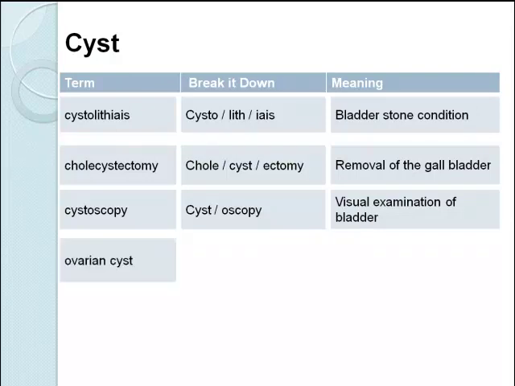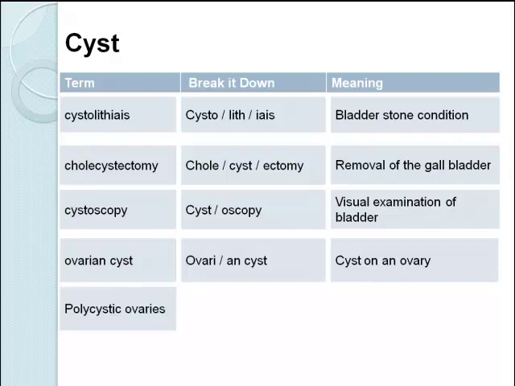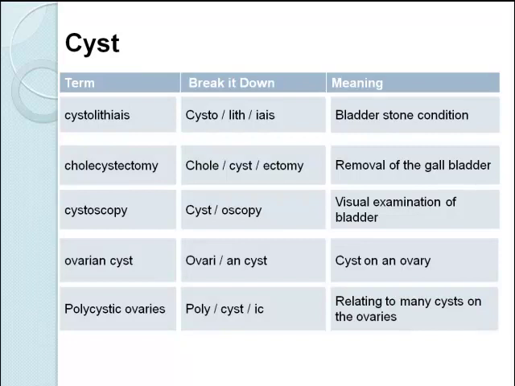An ovarian cyst. Well, in this case, the cyst is not a bladder. It's more like a spot. Ovarian, we can break down. AN at the end of a word means relating to. So I have a cyst relating to the ovary or a cyst on an ovary. Another term containing cyst would be polycystic ovaries. Break down polycystic. Poly, break, cyst, break, ic. This means relating to many cysts on the ovaries.